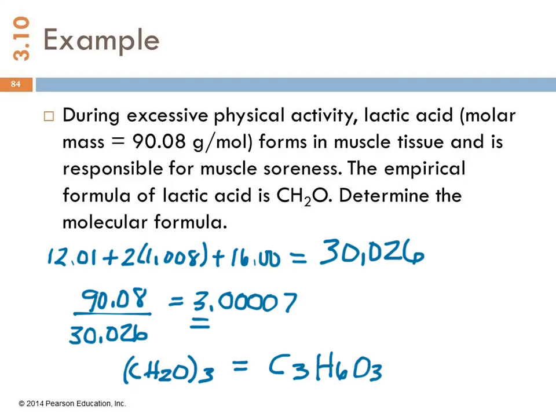And this is not giving us any indication of how those atoms are connected. It's just telling us there's 3 carbon atoms, 6 hydrogen atoms, and 3 oxygen atoms in one molecule of lactic acid. A lot of times they'll combine a question like this with the previous question. They'll give you a percent composition and a molar mass and ask you to find the molecular formula. And so you just have to do more steps. Any questions?